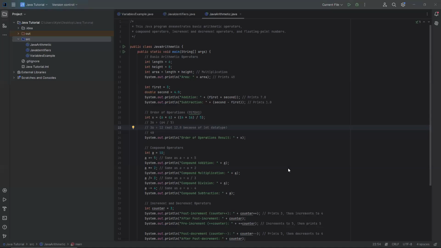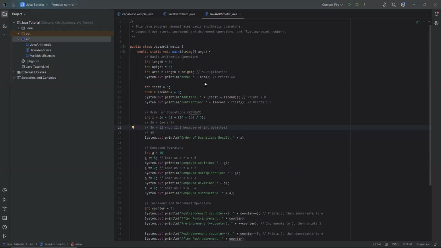Hello everyone. In this short video, we're going to demonstrate basic arithmetic operators, compound operators, increment and decrement operators, and floating point numbers. So let's get started with arithmetic operators. In this example here, we're defining length and height, and we're coming up with the area, which is length times height.